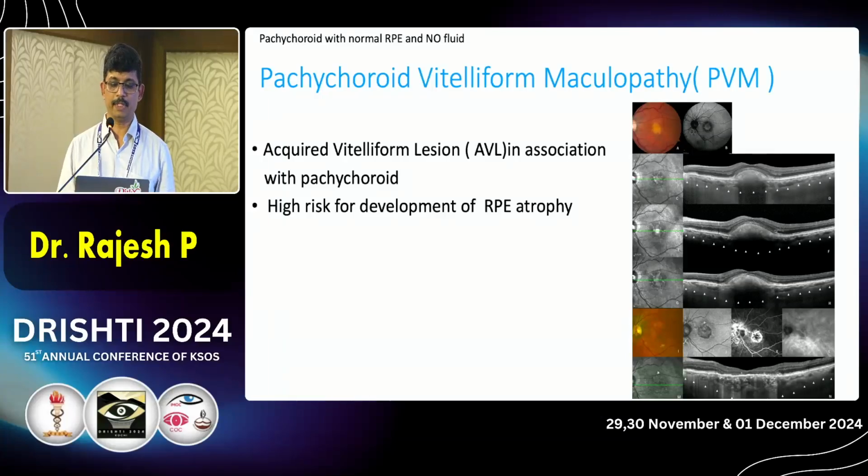The importance of identifying pachychoroid vitelliform maculopathy is that this condition has a high risk of progression to RPE atrophy.